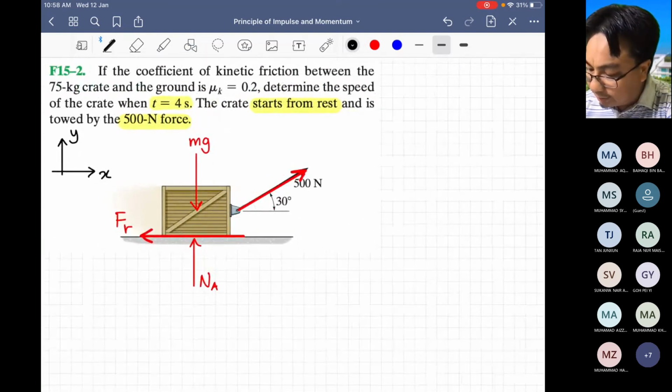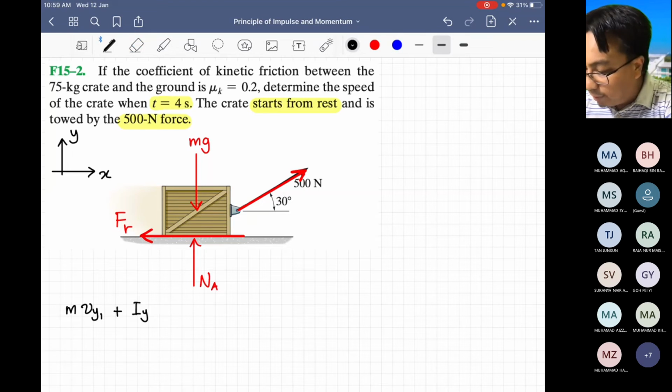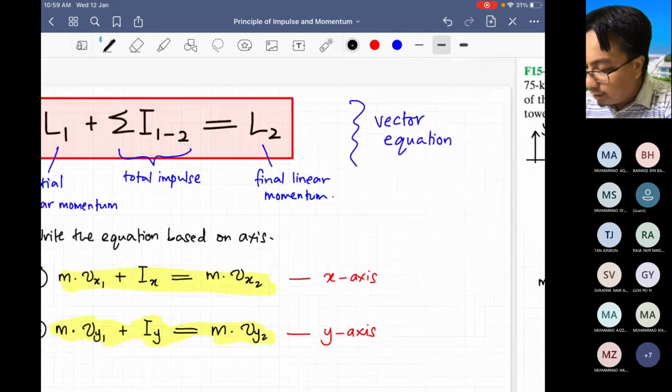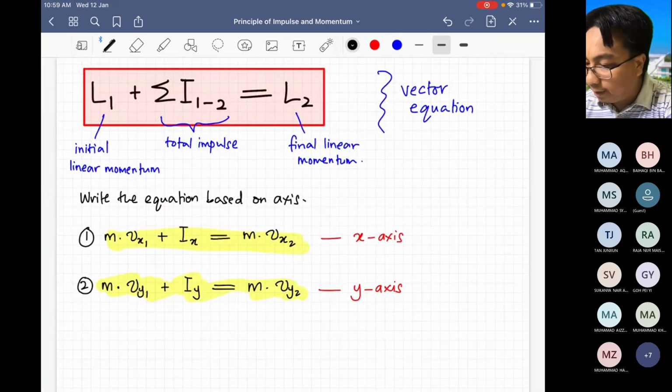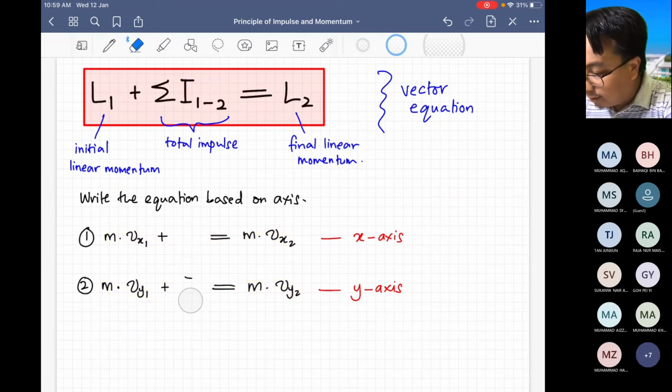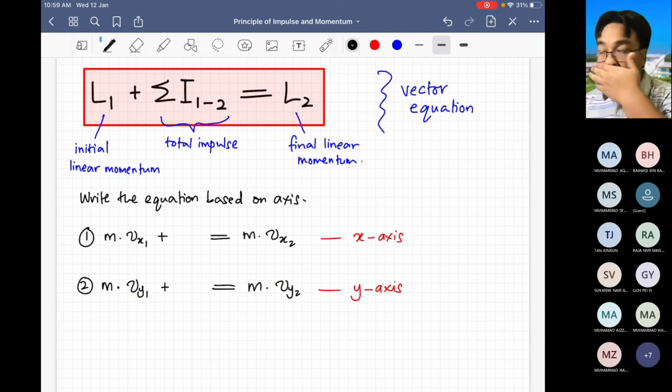Okay, the equation in the y axis is mvy1 plus the impulse in y equals, or it is better if I write the summation of Iy. Okay, saya akan improve sikit ni. Sebenarnya dia boleh ada lebih daripada satu force. Betul. Dalam satu keadaan boleh ada lebih daripada satu force.